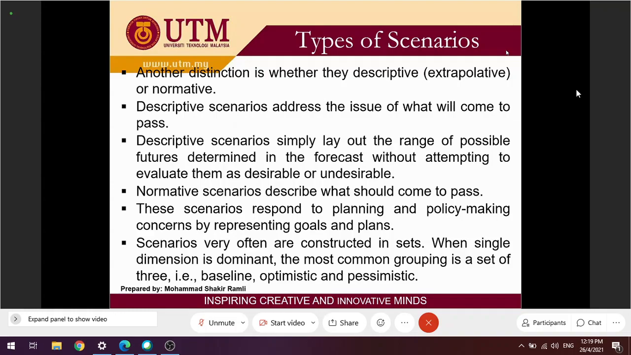And so a normative scenario describes what should come to pass in the future. So this scenario responds to planning and policy making, representing goals and plans, action plans, SOP, and so on. Scenarios very often are constructed in sets. When you construct scenarios, normally you construct a few sets of scenarios, not just one snapshot. Normally there are a few illustrations or descriptions of what is going to happen in the future. When a single dimension is dominant, meaning one aspect or one variable is dominant, the most common grouping is a set of three.